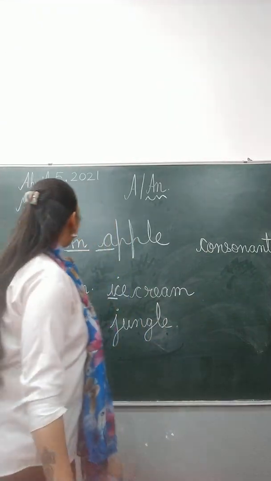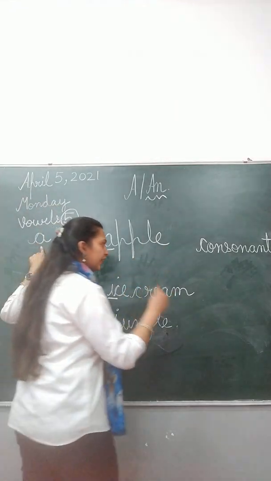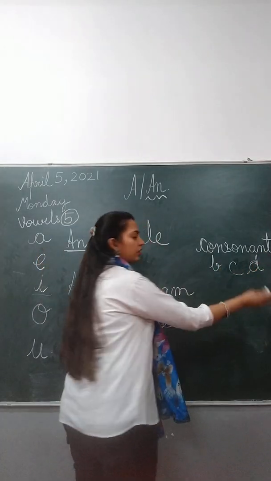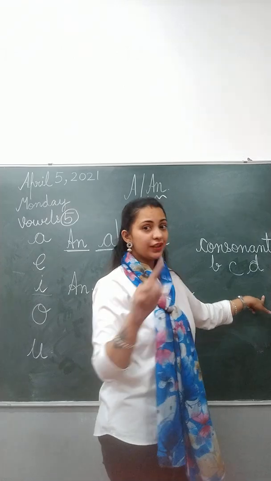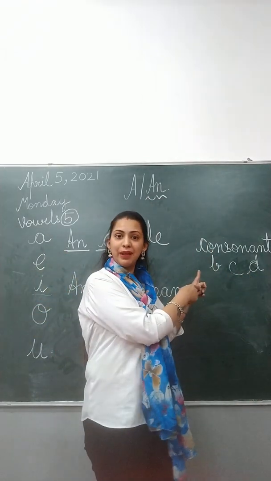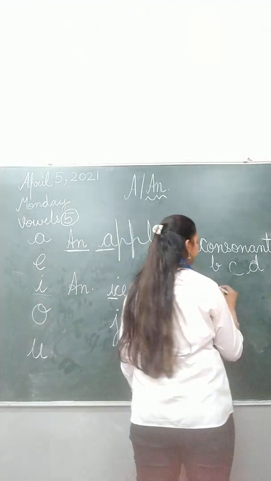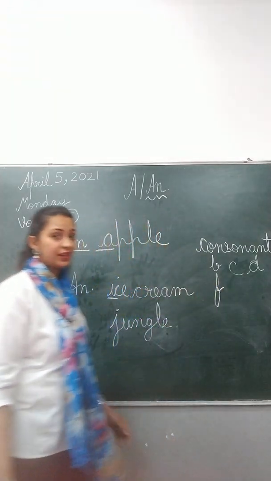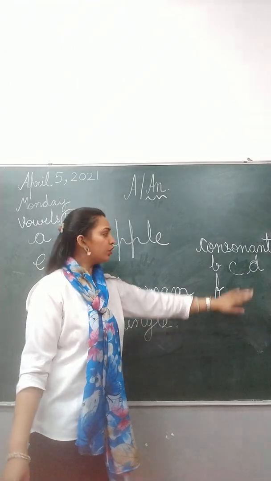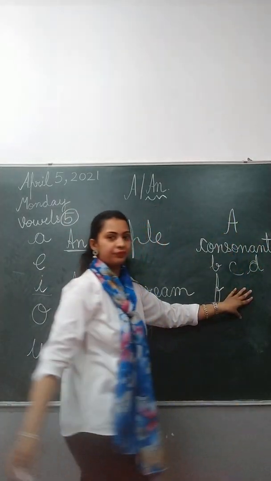For example, A is over here. After A, what comes? It's B, C, D. These are consonants. E, I will not write over here because E is already a part of the vowels. So I will not write E in my consonants. Then after E, the next one is F. F I can write over here. Why so? Because F is a consonant. So again, F.